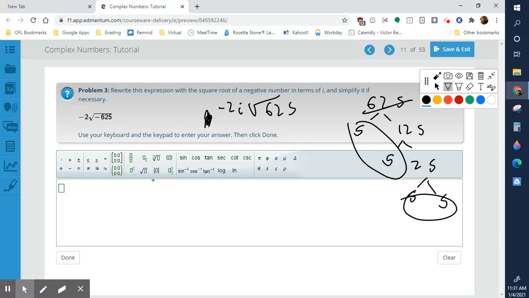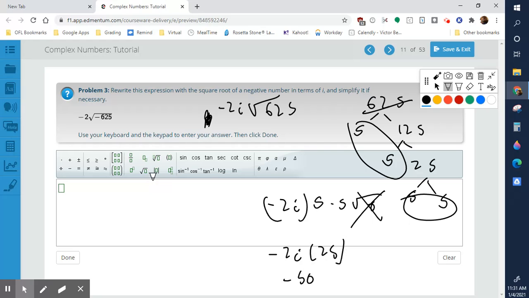But I have 2 pairs of 5s, so I have to take out those 5s. Nothing's inside the square root, so I don't really bother with that. But I do have this negative 2i that I dealt with before. So this turns into negative 2i times 25, which makes this negative 50i.